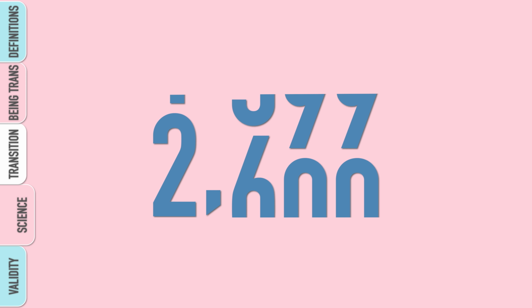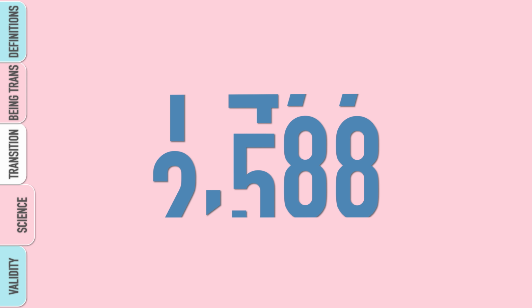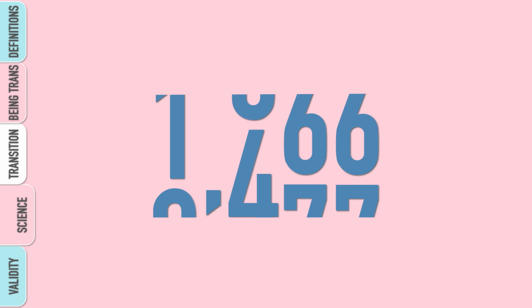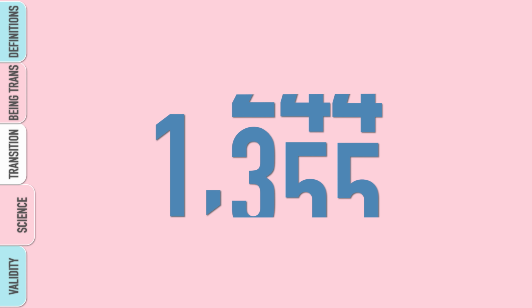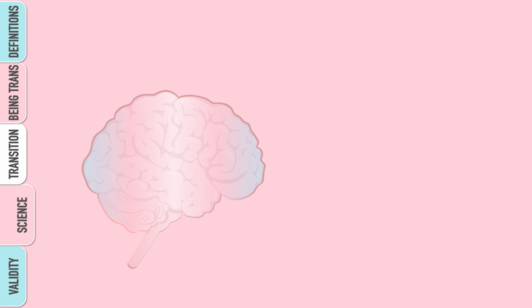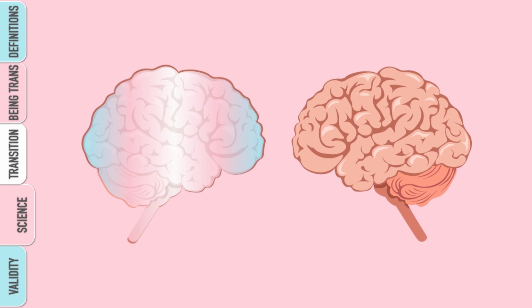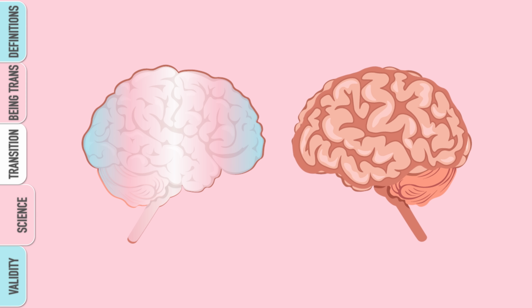From their 2,600 trans participants, endocrinologists could not find a single case where a trans man's brain scan did not match a cisgender male brain scan. The same goes for trans women. Every trans brain scan matched perfectly with the brain activity in their cisgender counterparts, and did not match the brain activity of their biological counterparts.